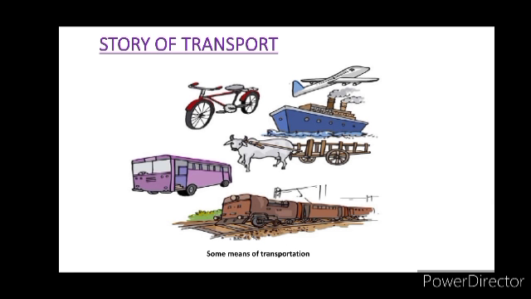Before going to that, we should know what is transport, right? Transport or transportation is the easiest way of the movement of humans, animals and goods from one place to another place. Long ago people did not have any means of transport, right? So they used to move only on foot and carry goods on their back. Later on they began to use animals for transportation.